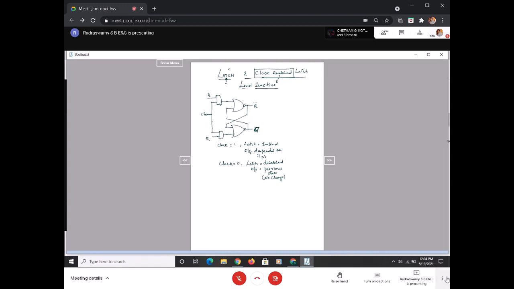Now I need to write the CMOS structure for this. How to go ahead now? AND gate 1, AND gate 2, and NOR gate 1, NOR gate 2. This is for the clock enabled latch using NOR.